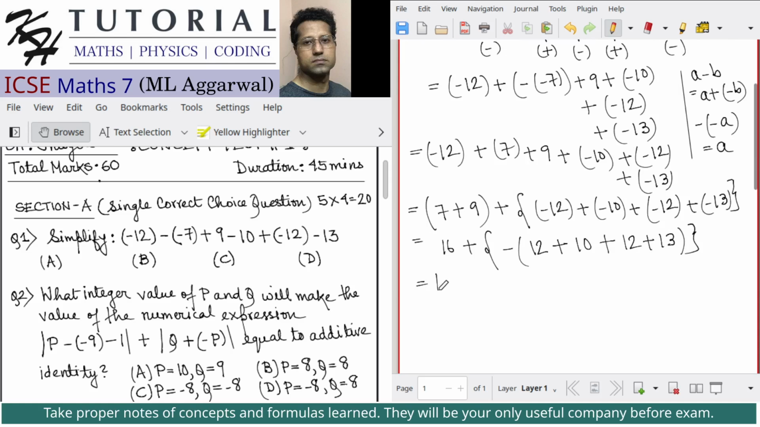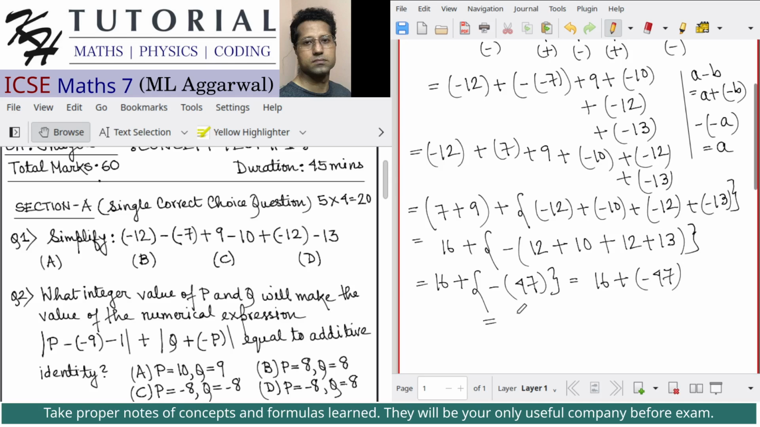So this is equal to 16 plus negative of, inside the bracket we can see there is addition of four positive integers. So basically you will add them as whole numbers. So 12 plus 10 is 22. You can add whole numbers or positive integers two at a time from the left hand side. So 12 plus 10 is 22, 22 plus 12 is 34, and 34 plus 13 is 47. So this becomes equal to 16 plus minus 47.